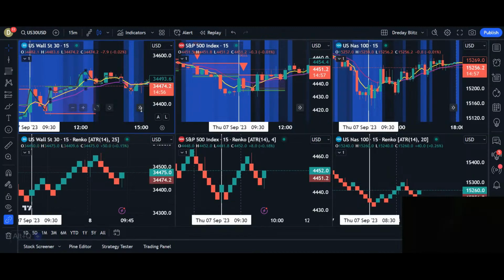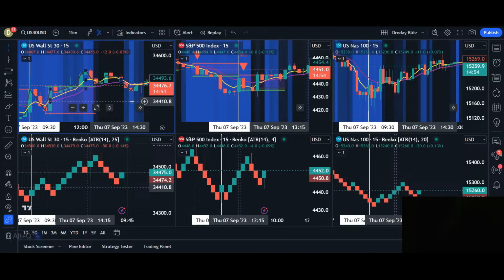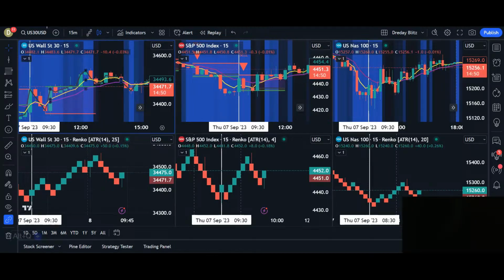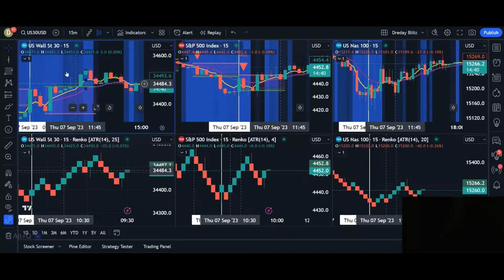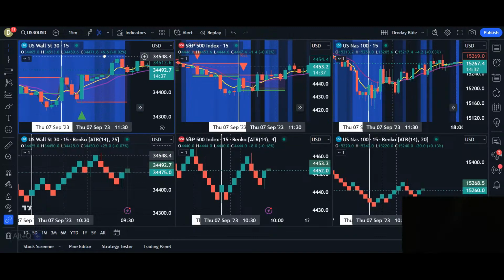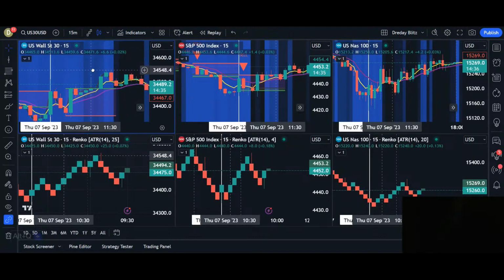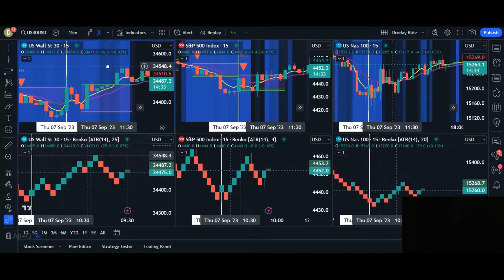When we receive a notification for a setup, we'll look into it. But for now, I'm just going to explain exactly the setups that we had yesterday. Yesterday we had some buying setups overall, and most of the setups won. We're going to start with US30.